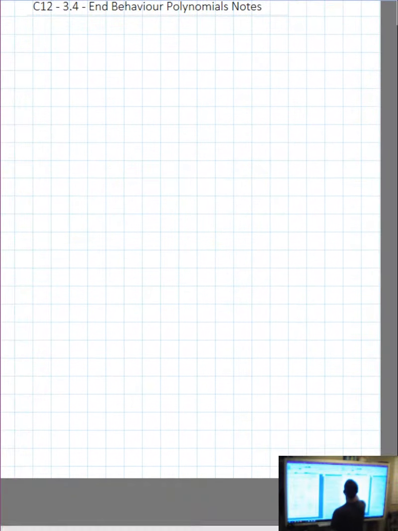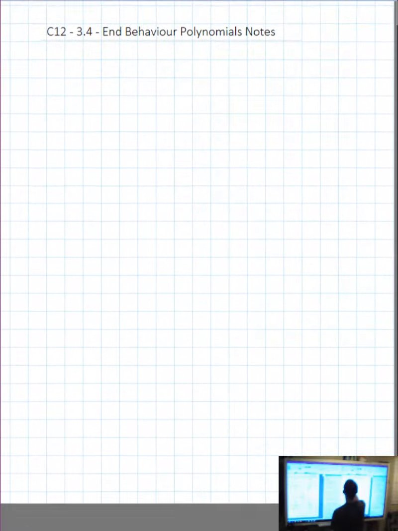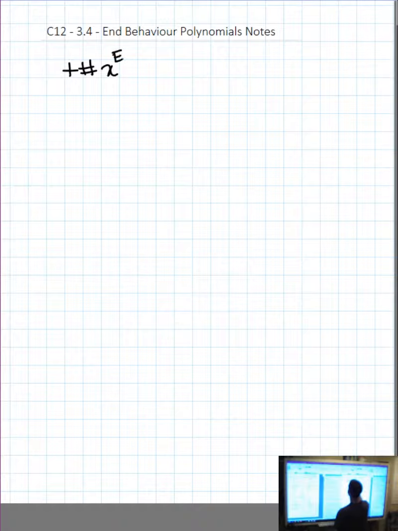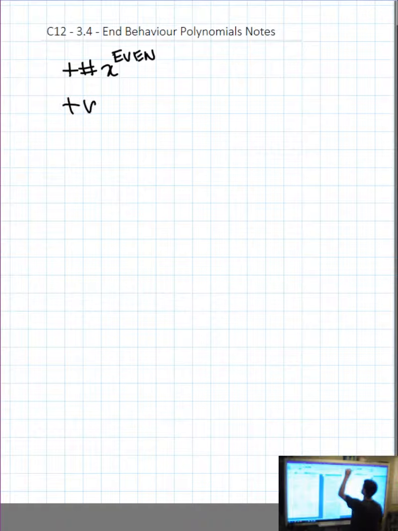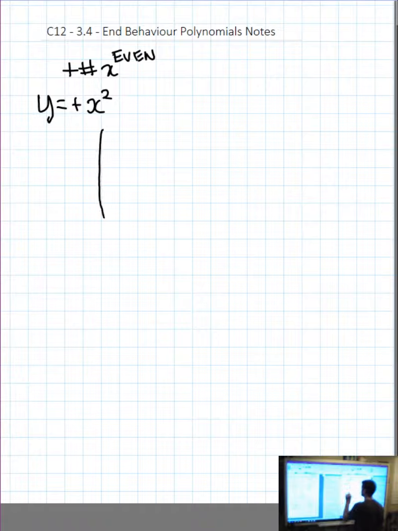3.4, end behavior. We're going to take an example of a positive number, a positive number with a variable to an even exponent. So we've seen a lot of those before. Let's take a look at y equals a positive 1x squared. And we know what that looks like.